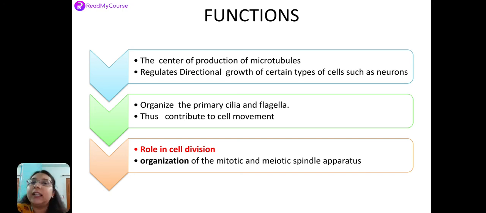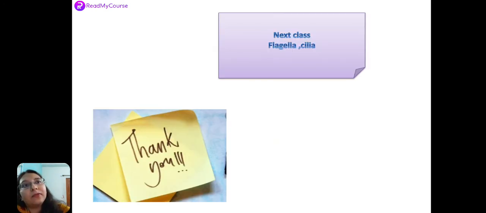Okay. And another most important function you have already understood, that is the role that they play in cell division by the organization of the mitotic and the meiotic spindle apparatus, right? So with that we come to the end of this session. In the next class we will be studying about cilia and flagella which are helping in movements of a cell.